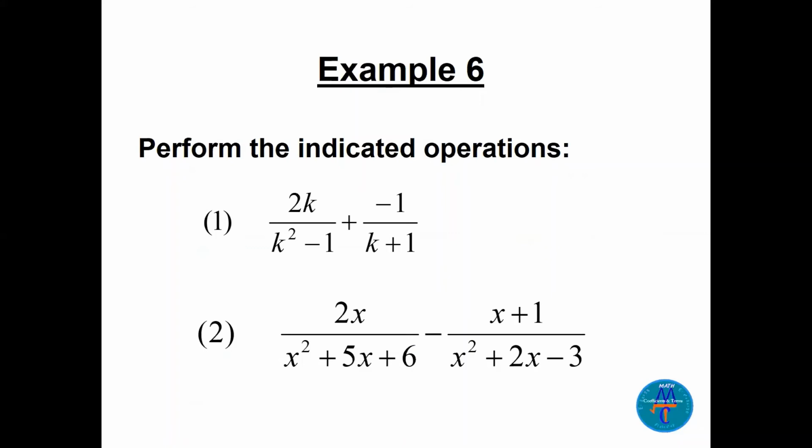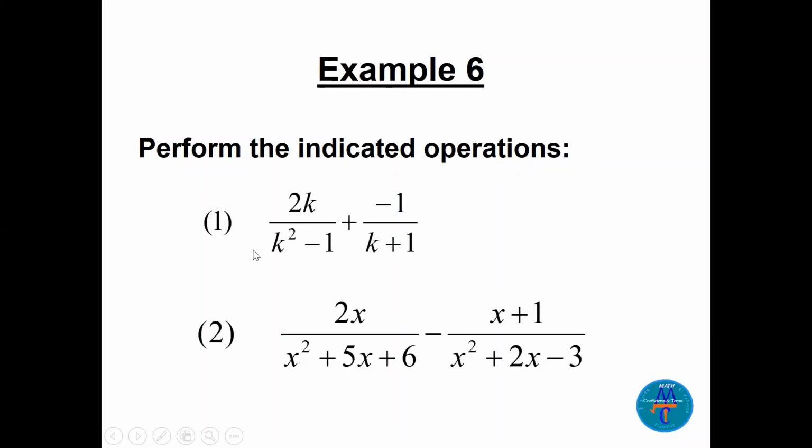First one also. Perform the indicated operations. 2k over k squared minus 1 over k plus 1. I can put the minus here if you like. See, I can put the minus. That's an easier question than this. We will do both in detail. Now, one by one, let's add here and subtract here. Okay, go to the first one.